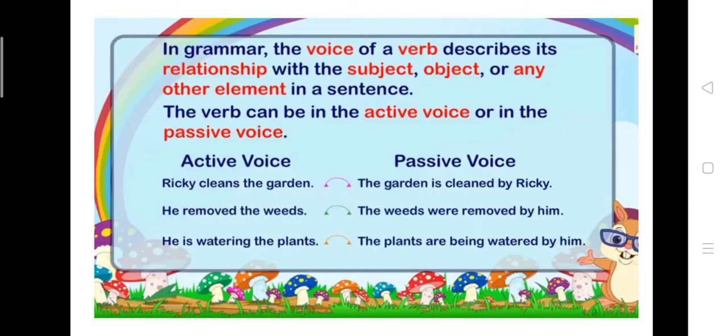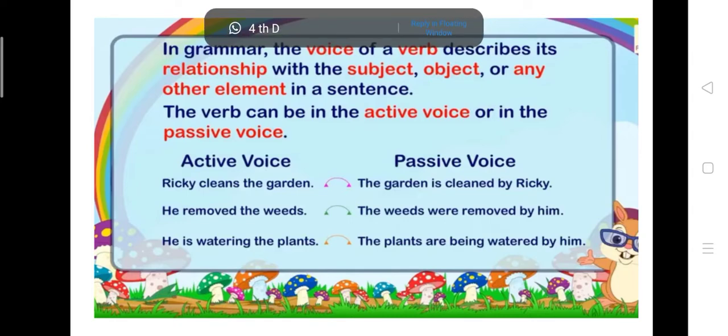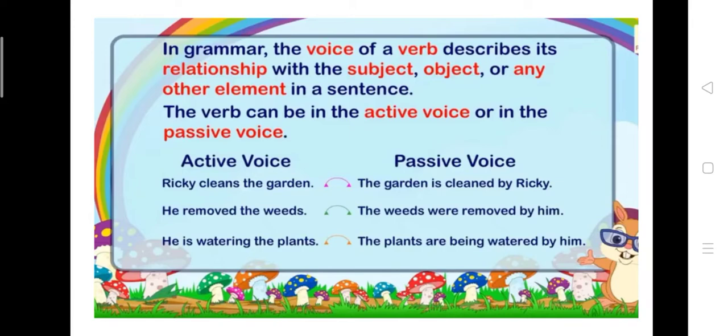You can see in the first sentence Ricky is the subject, whereas in the second sentence the garden is the subject. In the first sentence the garden is object, whereas Ricky is the object in the second sentence. So what is the difference between the two? In the first one, the subject is active. Ricky is doing the work, he is active, whereas in the second one, object is active, right? So when the subject is active in the sentence, it is doing the work, it is shown over there, then it is called active voice.